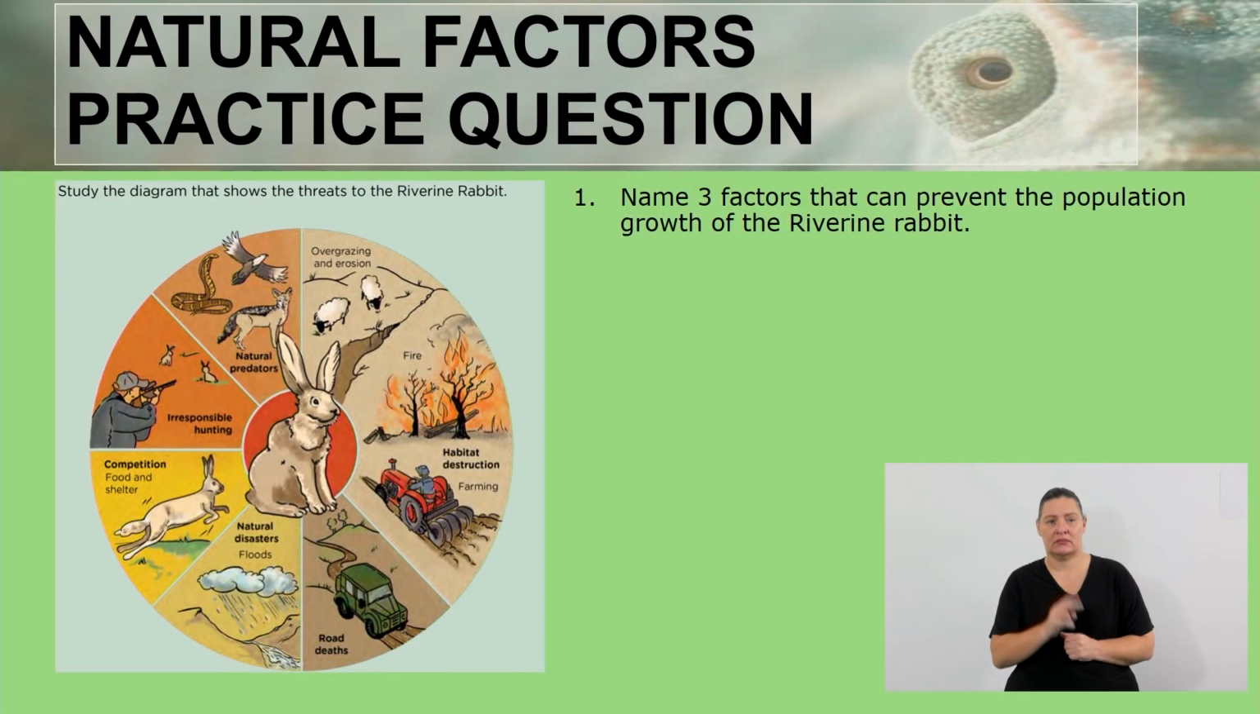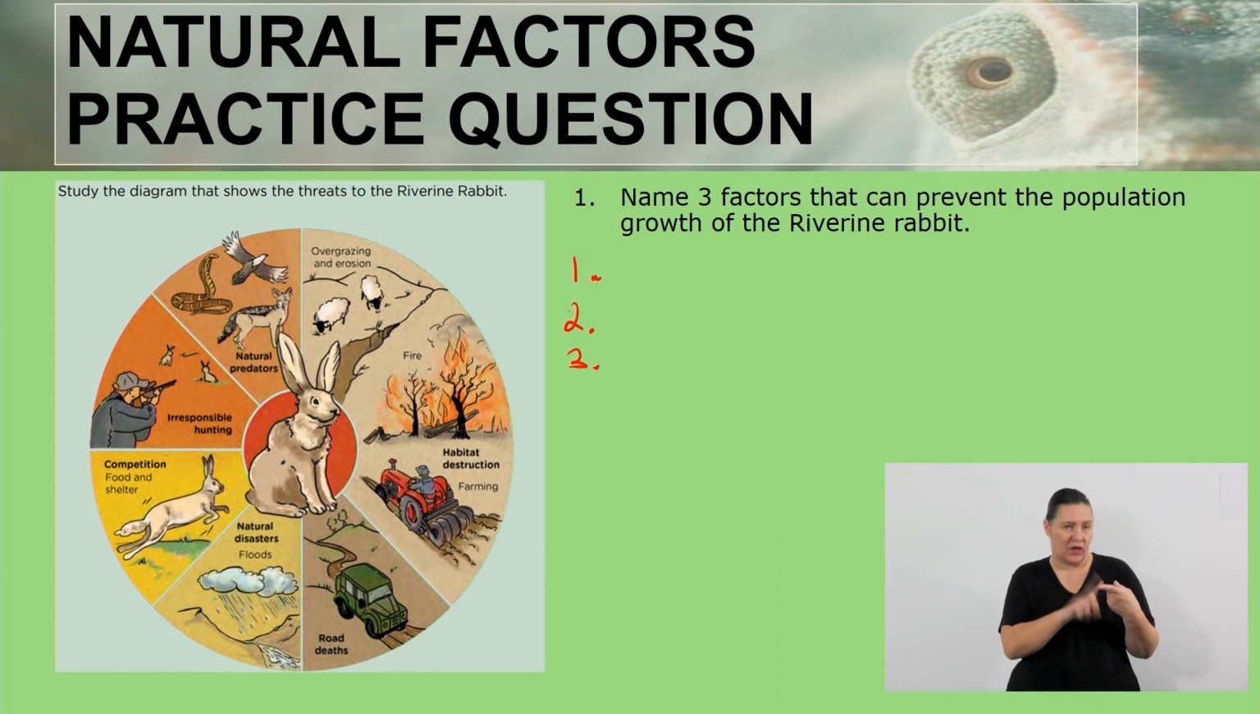So we are quickly going to move on to the next one. So here it says, study the diagram that shows the threats to riverine rabbits and answer the questions that follow. So our first question here is, name 3 factors that can prevent the population growth of riverine rabbits. So looking at this diagram, which shows the threats, we need to come up with only 3 threats to these species.